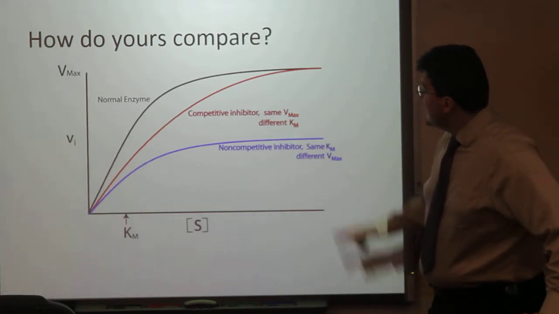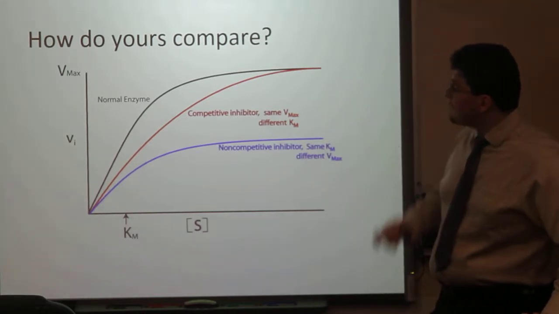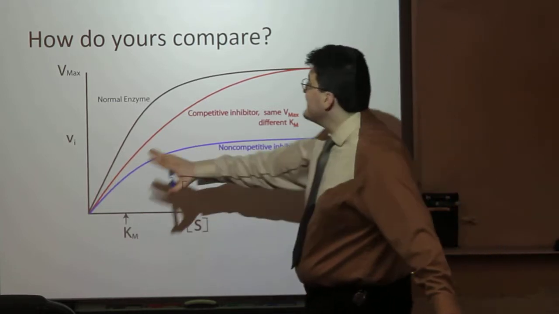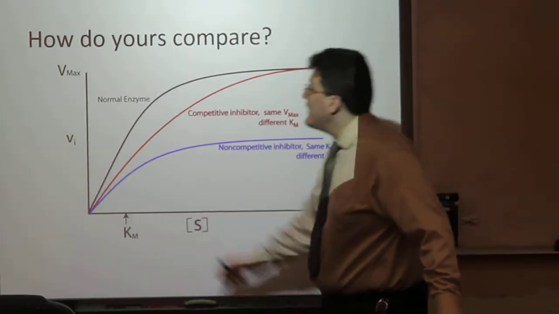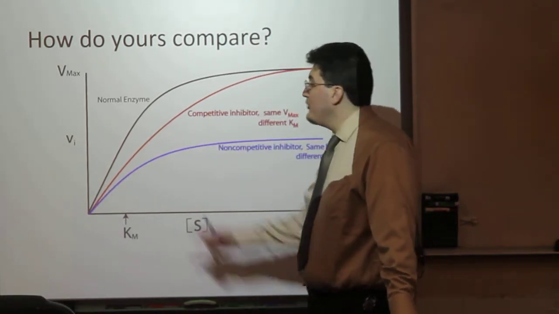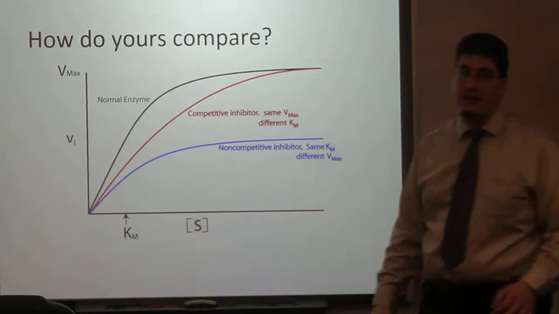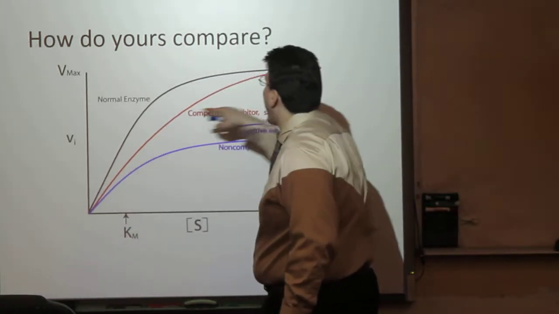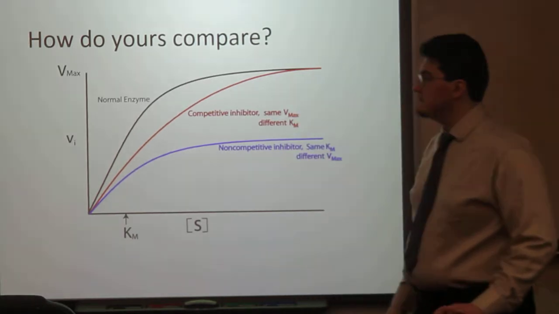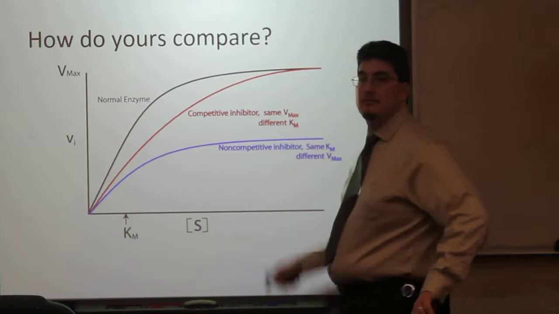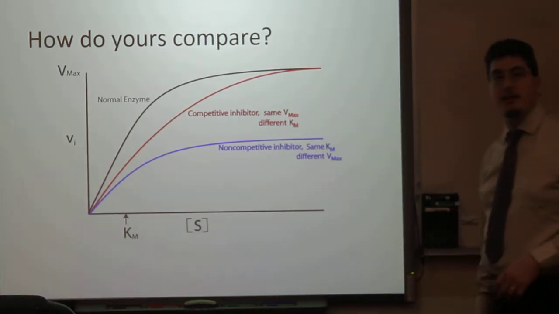A non-competitive inhibitor will have the same Km, but a different Vmax. An allosteric inhibitor will be a different curve altogether. It'll just be a different enzyme altogether. So it would be, for example, that. Just a different curve. That would be an allosteric inhibitor.